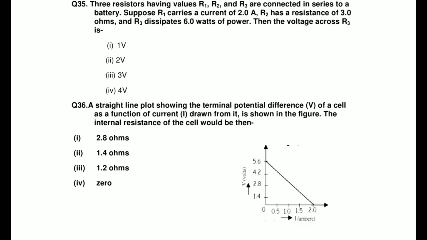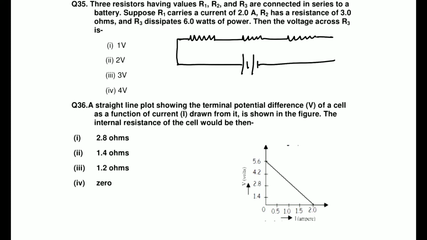Let's very quickly draw it. So we have 3 resistors, R1, R2, and your R3, and they're connected in series and connected to a battery source. So R1 carries a current of 2 ampere. You have to understand if R1 is carrying a current of 2 ampere, then as it is in series, all of them will be having 2 ampere current. I hope you can understand that concept. So you have 2 ampere current that is flowing through your circuit.